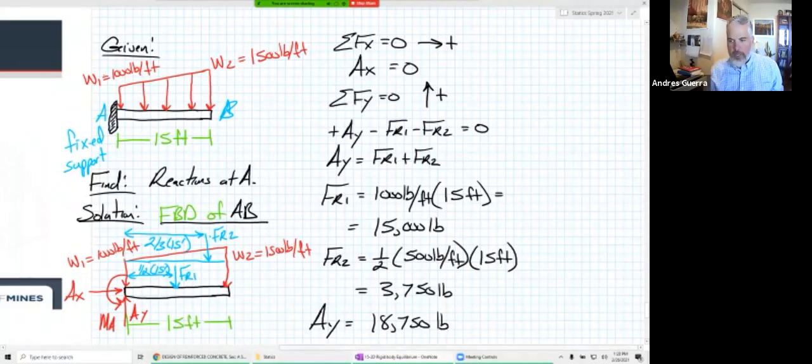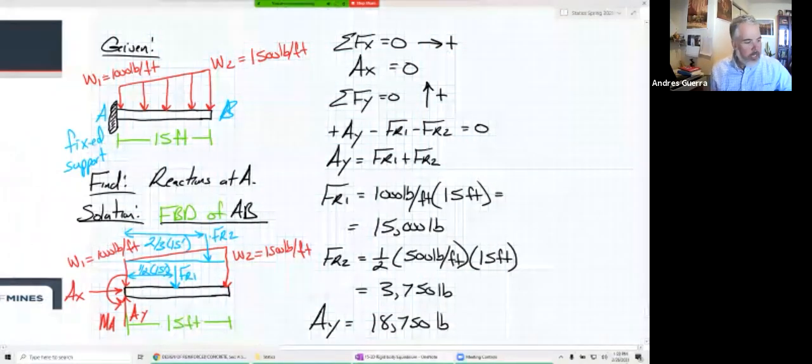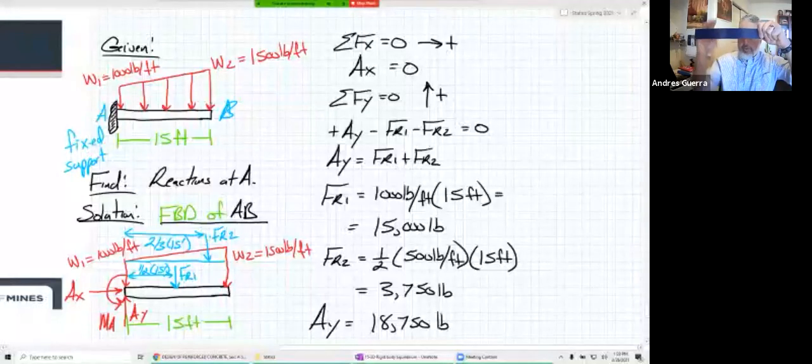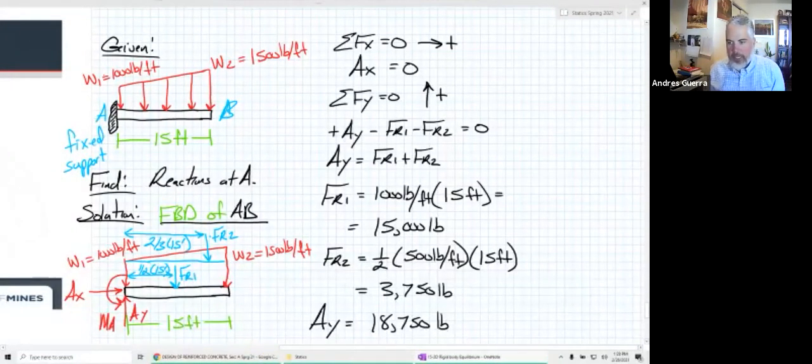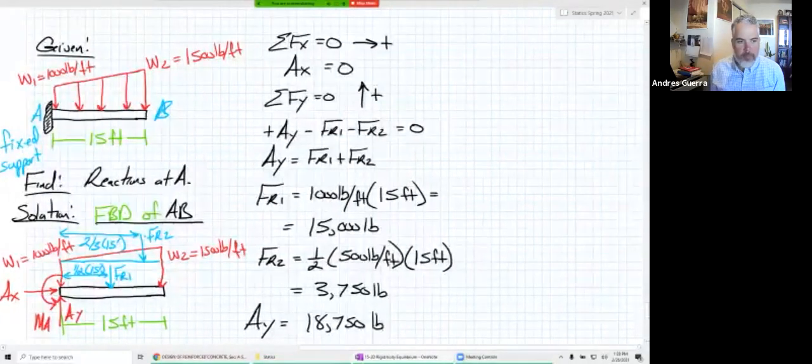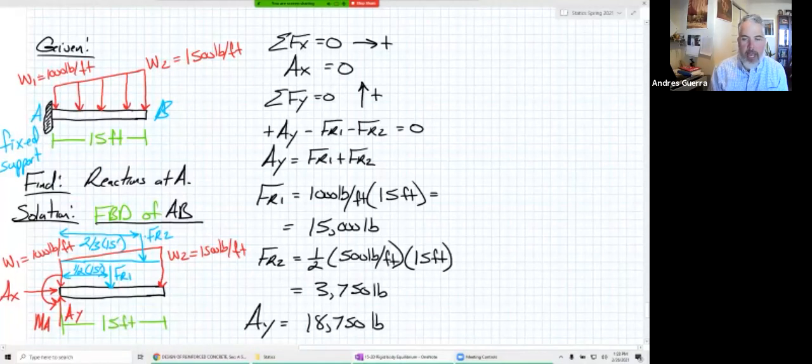Okay, so we found AY. That would be the force that's holding up that cantilever, right? When we have 18,750 pounds going down, we have to have 18,750 pounds holding that thing in place. Now, the last equation we have is to find MA.